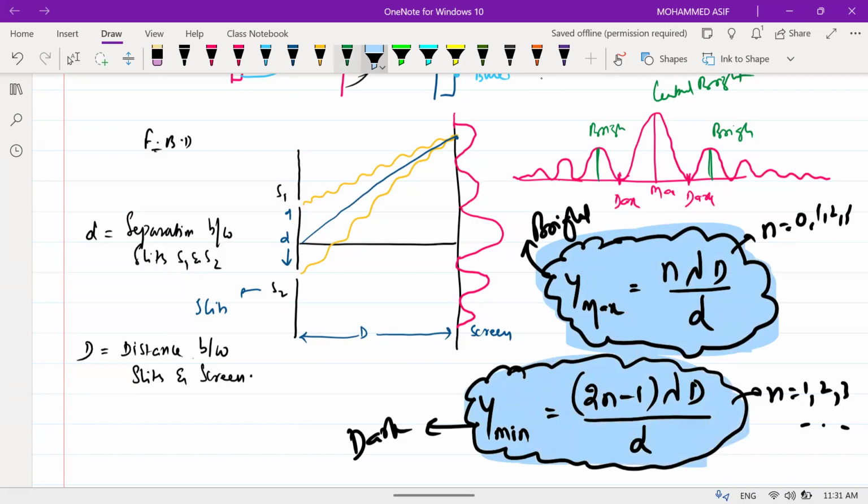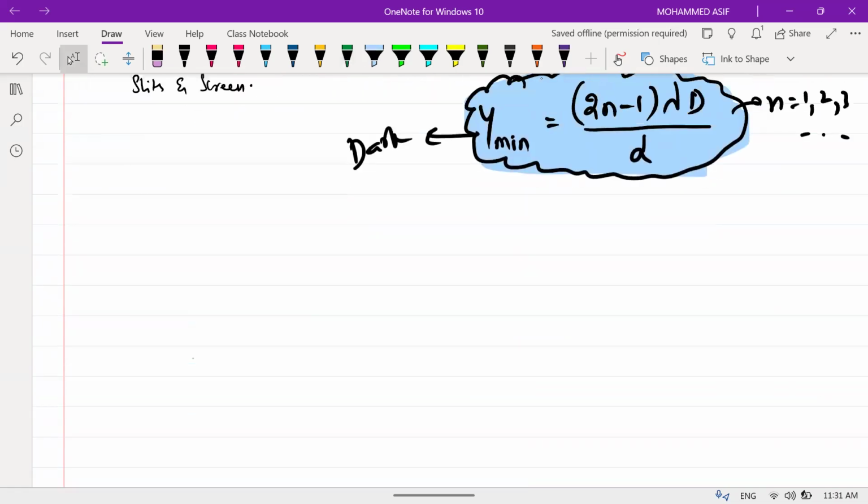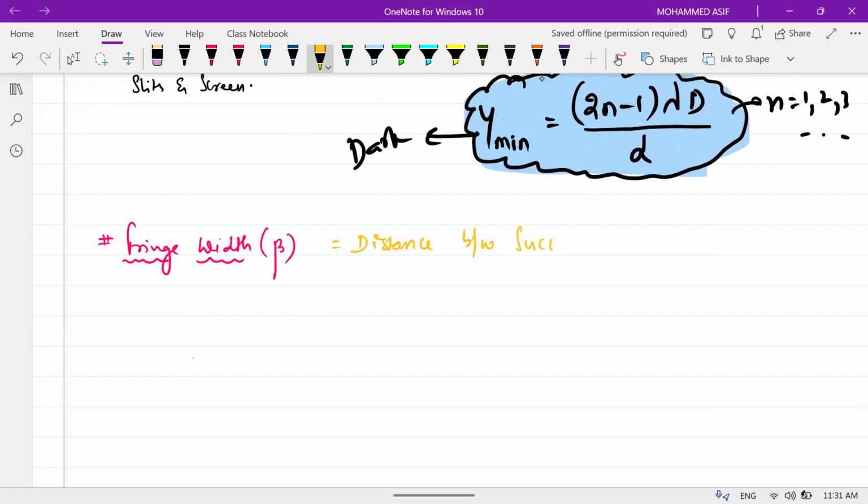Then again we'll define one important term here called fringe width. It is the distance between two successive maxima or two successive minima. The distance between two successive maxima is what we call fringe width, represented by beta. Fringe width is nothing but the distance between successive maxima or minima.